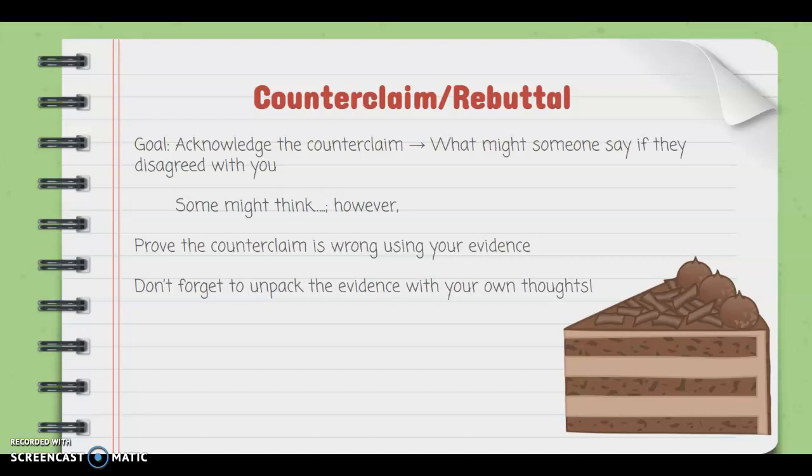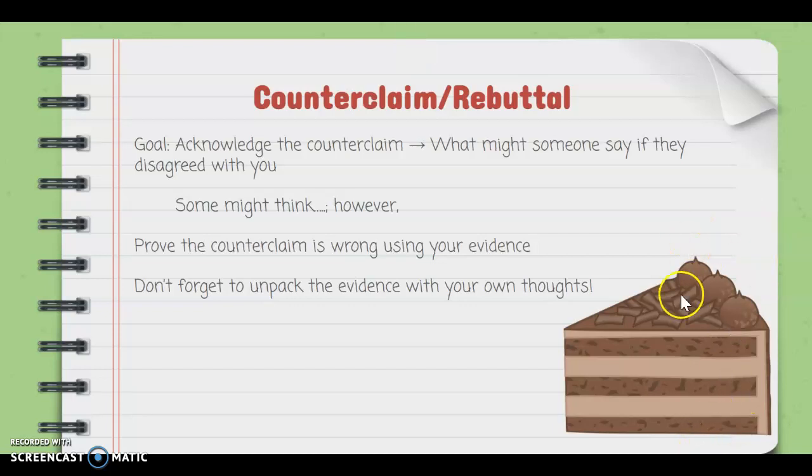So the structure that we're going to follow when acknowledging this counterclaim in our paper is that we're going to write, some might think, then you're going to write what the counterclaim is, however, and then you're going to take your stance or your rebuttal. And you'll see an example of that when I write my own in my paragraph. So we are going to prove that the counterclaim is wrong using the evidence that we have collected already through our research. Don't forget, as always, you need to unpack the evidence with your own thoughts.